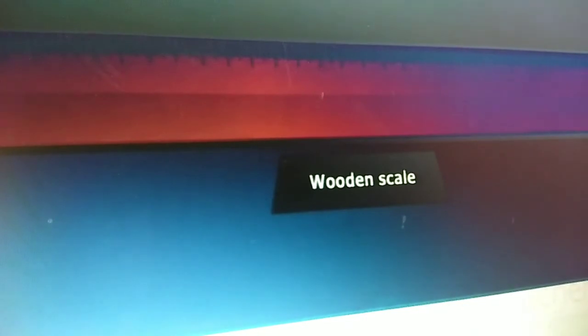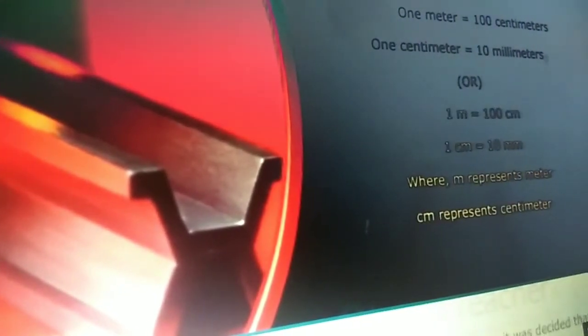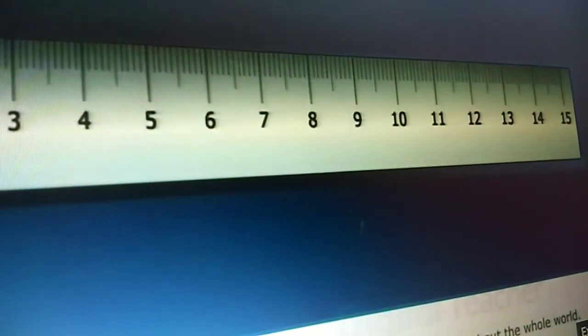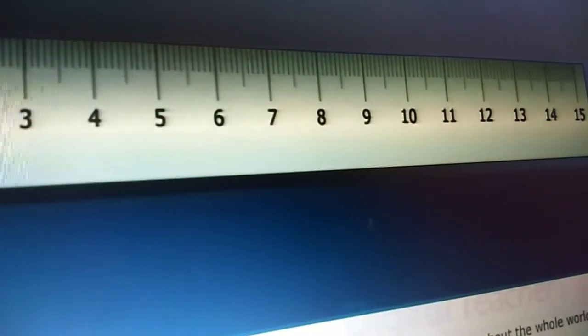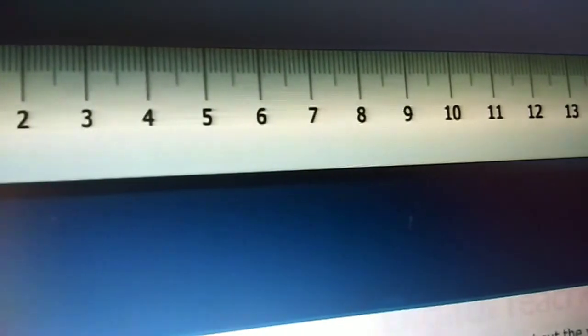Standardization of scale. Observing the problems faced by people and nations in measuring, finally in France, it was decided that a certain length of rod made of platinum iridium would be called a meter. The meter was divided into 100 equal parts called centimeters. The centimeter was further divided into 10 equal parts called millimeter. This is the standard measurement we are using today, which is acceptable throughout the whole world.